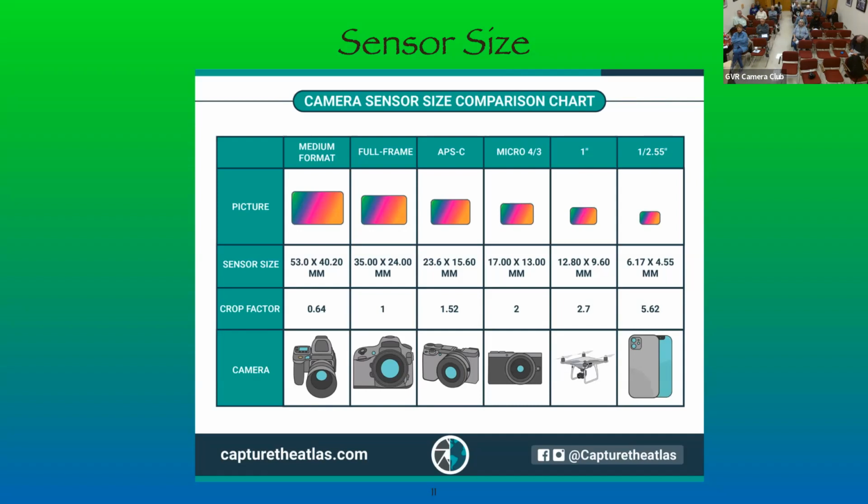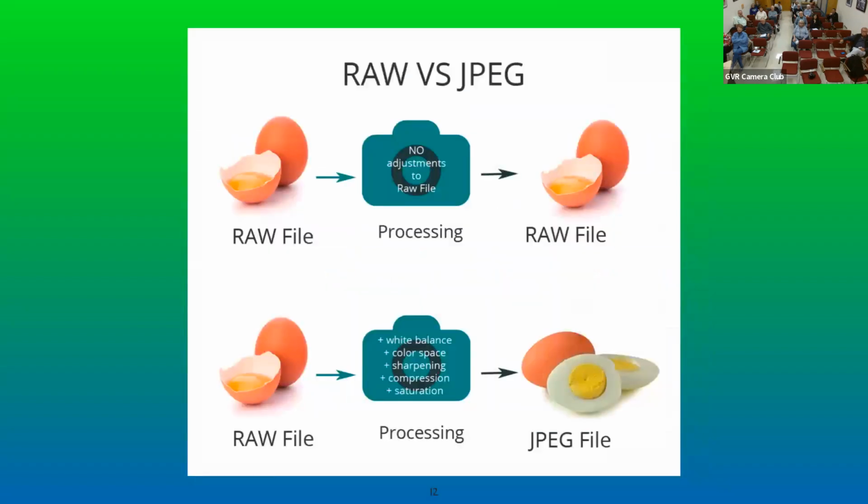This is just an idea of comparative sensor sizes. The second one is what we call full frame. Full frame is the equivalent of a 35 millimeter image in a camera. So that's the standard. When they talk about full frame, we're talking about 35 millimeter.